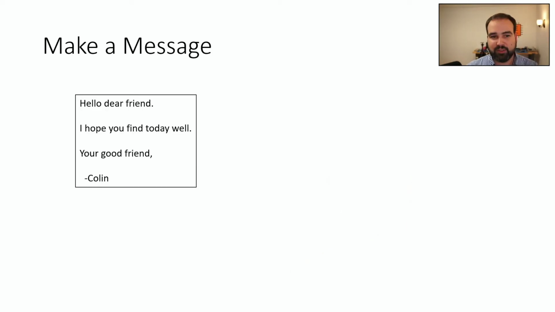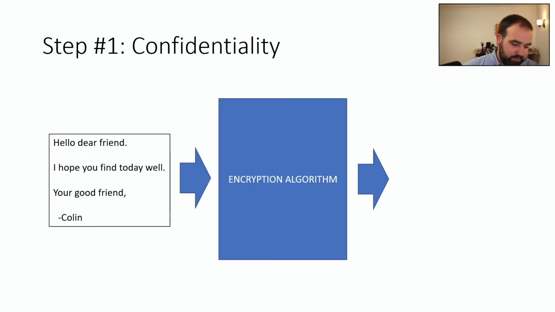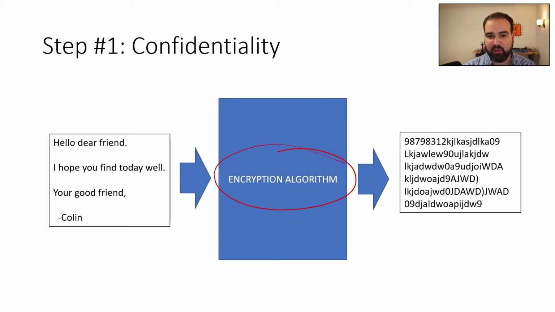We make a message that I want to send to my friend. So this is the email I'm sending to my friend. Step one, we want to get confidentiality, right? So we're going to use an encryption algorithm. We don't care what it is. I'm going to take that message and I'm going to encrypt it. And now nobody in the way can figure out what I actually wrote here. This is encrypted with some special mashing keyboard algorithm.